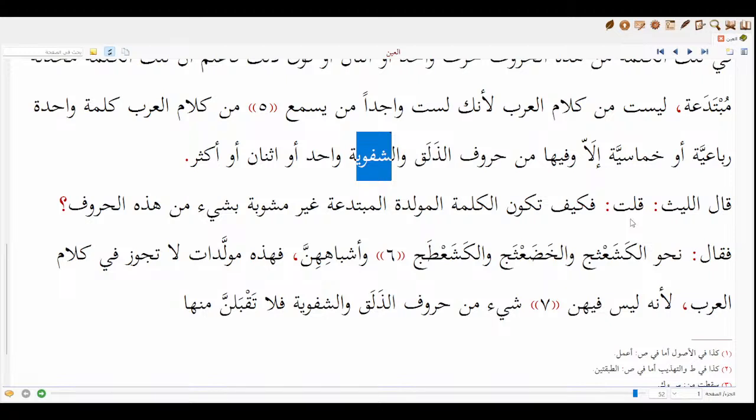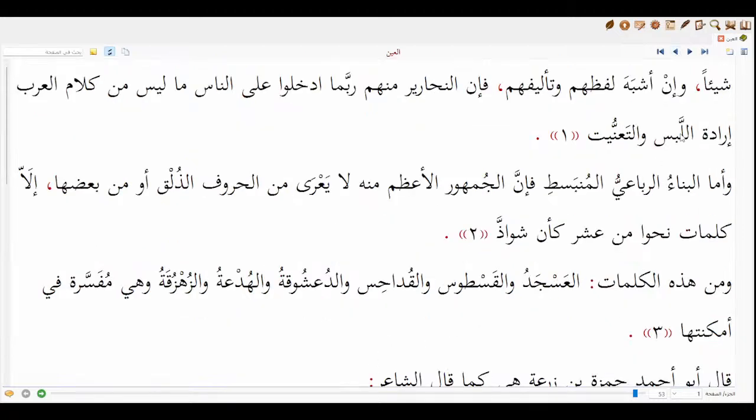فهذه مولدات لا تجوز في كلام العرب. These are introduced words and they are not given a free pass in Arabic speech, لأنه ليس فيهن شيء من حروف الذلق والشفوية, because they do not contain any of these 6 letters. فلا تقبلن منها, so do not accept anything out of them. Do not accept these new introduced words. We will not accept them.